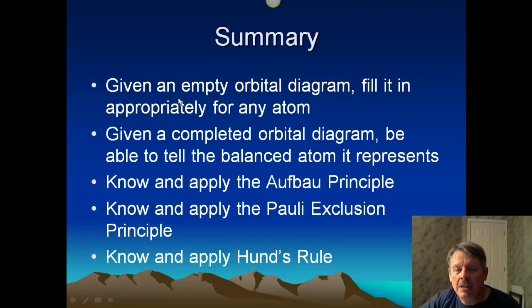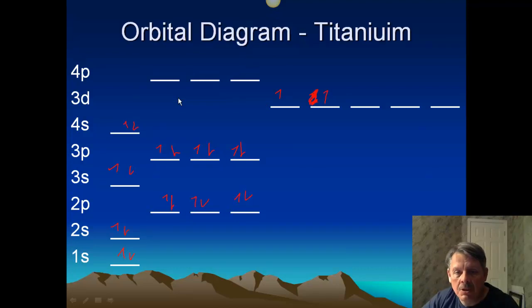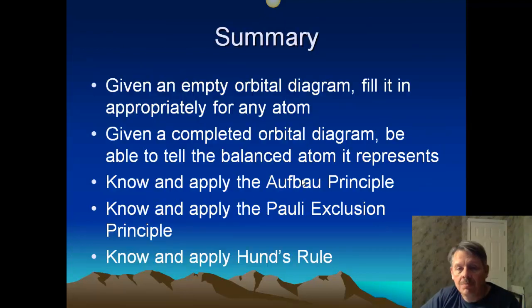for any balanced atom. Given a completed orbital diagram, be able to tell what the balanced atom it represents. So let's look at this one for a minute. How can I tell what it represents? I simply have to count arrows. Well, I'll get 2 arrows, 2 more, 6, 2 more, 6, 2 more, and up here I've got 2. So let's add the whole thing together. 2 plus 2 is 4, plus 6 is 10. Plus 2 plus 6 plus 2 is 20. Plus 2 more is 22. Is titanium number 22? It certainly is. That's the way I can check that.